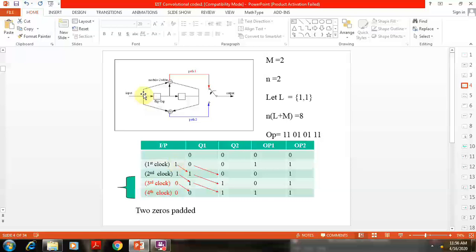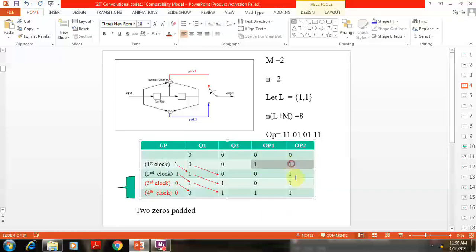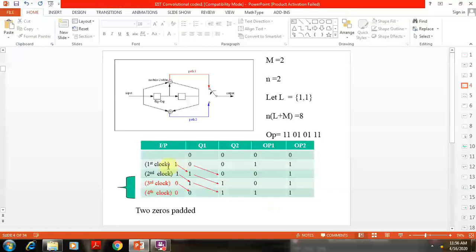Now when I apply 1 here, the upper output will be 1 because this XOR gate will have 3 inputs: this is 1, this is 0, and this is 0. So that output is 1. The lower XOR gate will get 2 inputs, which are again 1 and 0, so that output is also 1. So I get the output 1, 1. That is my first output. Now that is the first clock cycle.